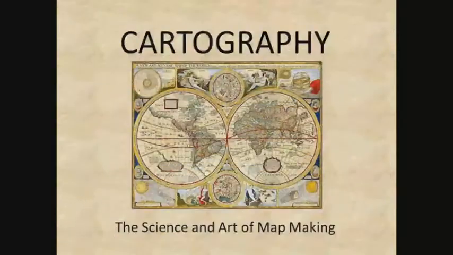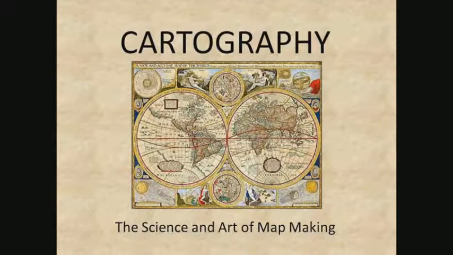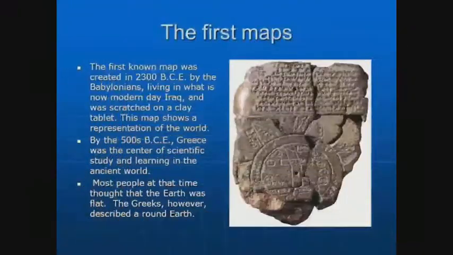Now, map making is an art and requires special skill and training. The science of map making is known as cartography, and the experts of map making are called cartographers. Understand? So cartography is the art and science of making a map. Okay? Now, the history of map making.